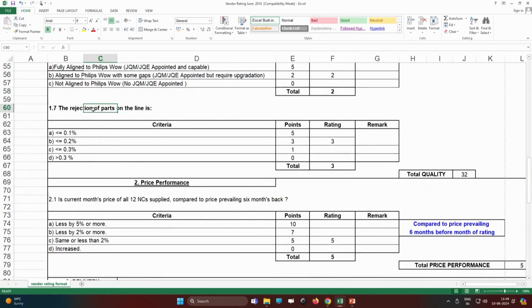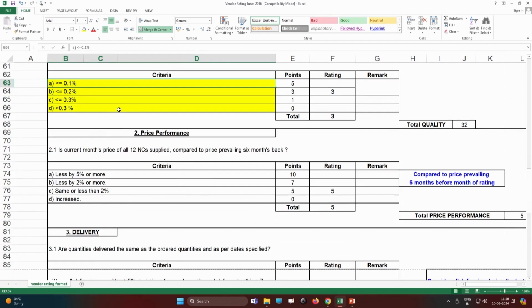So rejection part on the line, this is what I was talking about, your 0 hour rejection. You started using the screw, but suddenly you realize that the cap is missing, the thread is missing, right? So how many times, how much is the rejection? 100 units you are using, what is the rejection rate? Less than 0.1%, you will give 5 marks. Somewhere equal to less than 2%, you will give 3 marks, likewise. Now this is related to quality.